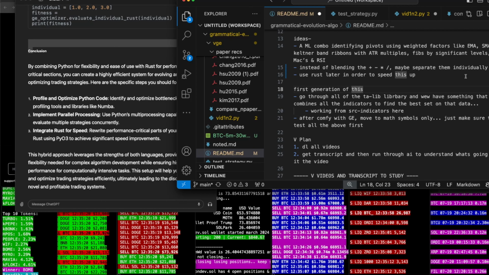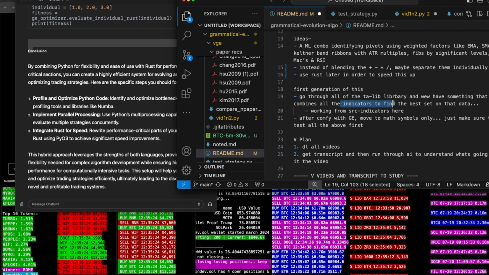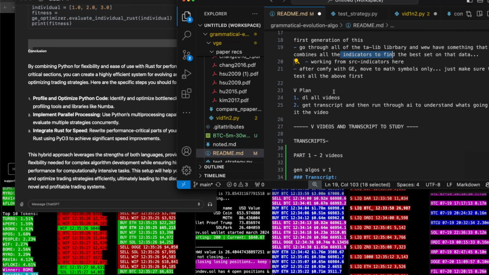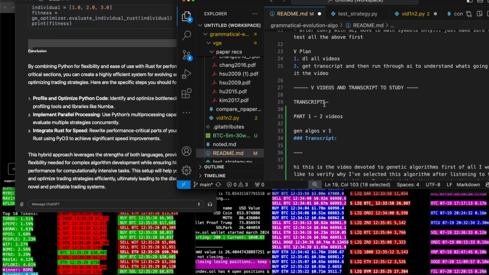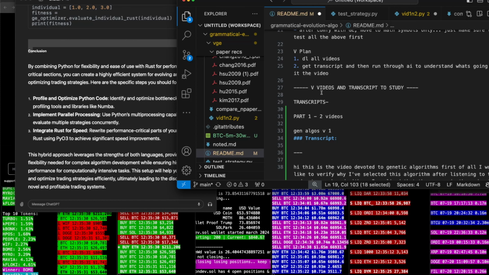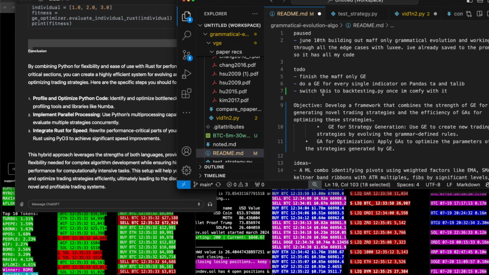777, much love. Go through all the TA library and combine all the indicators. That's going to be dirty. Also, I'm working through this other set of code. Okay, I'm set. I'm ready.